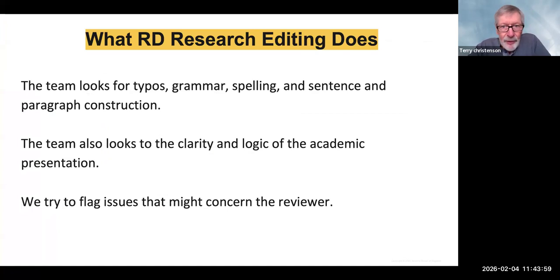Okay, what research development versus editing does. What we do as editors, there are three of us, three editors. We look for the usual typos in grammar and spelling and sentence structure and paragraph construction. We look for all that. We can help clean all that up, okay? We also look for the clarity and logic, and these are the kinds of things that I was talking about today. In other words, we try, can't always do this because we're not experts in all fields, obviously, but we try to flag basic issues that might concern a reviewer. And we can catch some of these, as I pointed out here today. These are the things that we can discover and we can hopefully rectify.